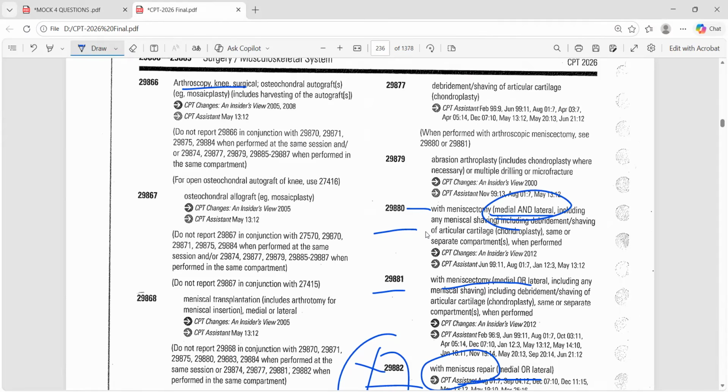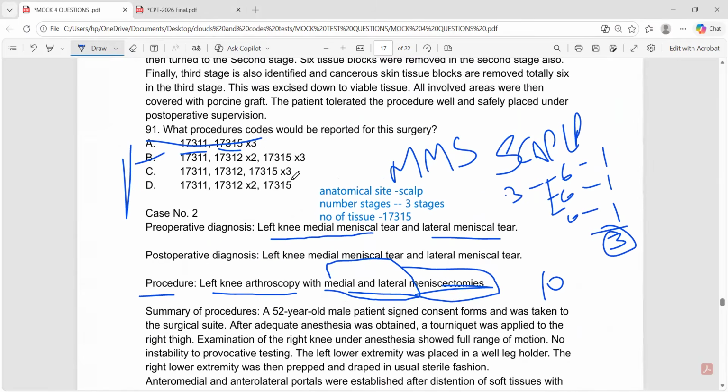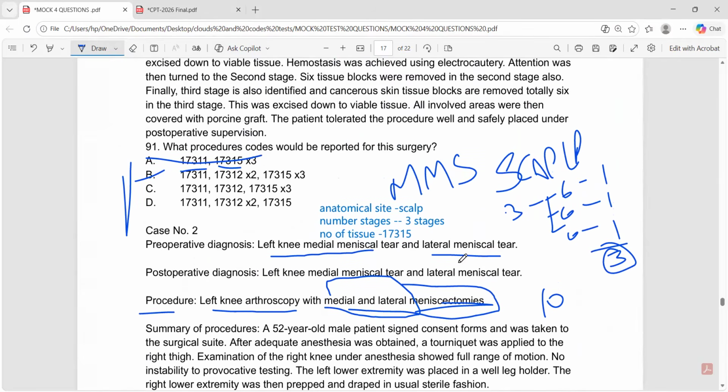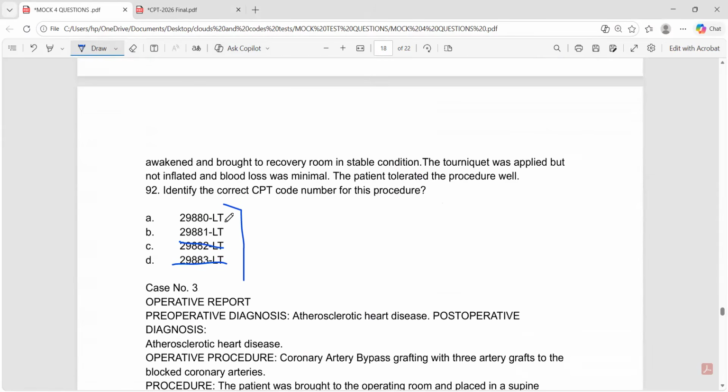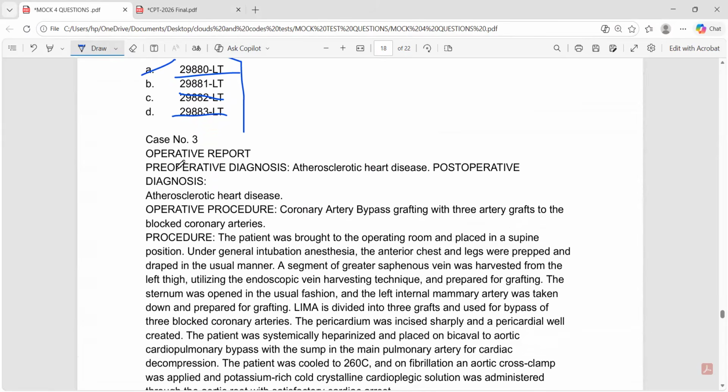Only medial or only lateral meniscus removed means take 29881. In the question, both medial and lateral meniscus was removed, which means we need to code 29880. The answer will be 29880.